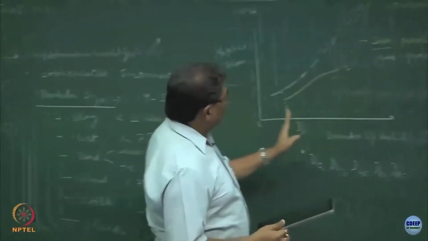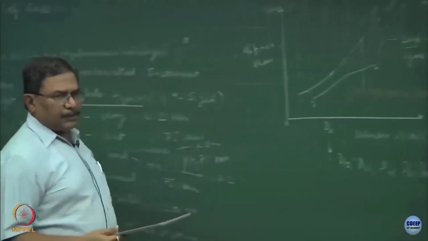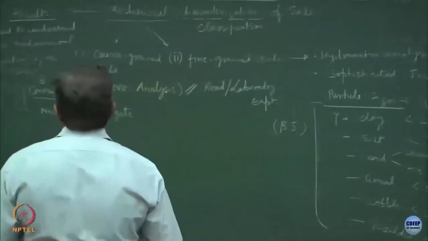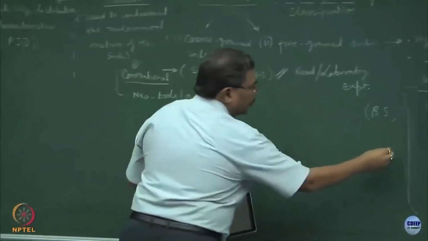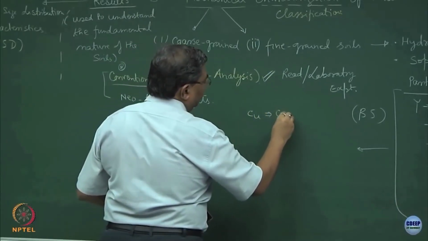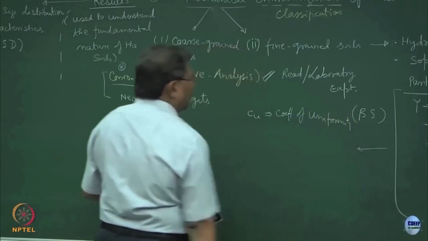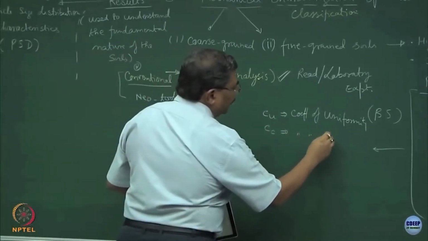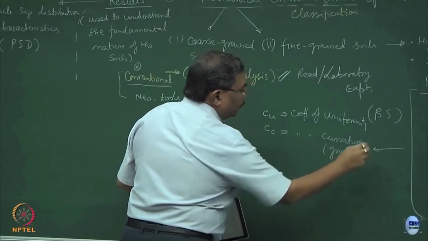So, when you analyze these graphs, you plot these numbers over here and read out what fraction is finer than. This I am sure you must have done in the laboratory. Now, one step ahead, there are a few numbers which we define for coarse grained materials based on sieve analysis, utilizing this concept. We define a term known as Cu, the coefficient of uniformity, and something known as Cc, the coefficient of curvature. Sometimes we also call it the coefficient of gradation.